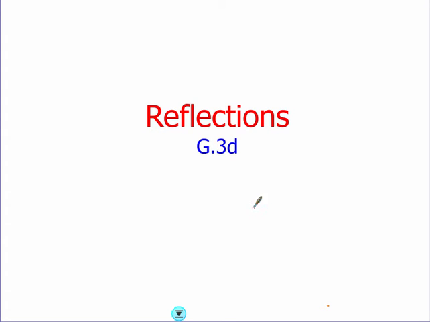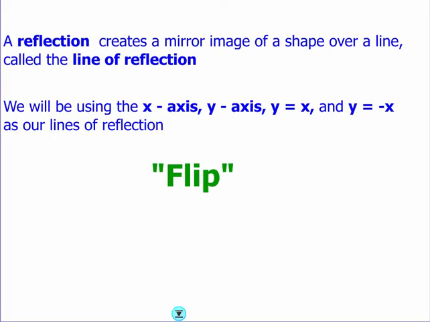For this video, we are going to be discussing reflections. So a reflection is just a transformation that creates a mirror image of a shape over a line, and we're calling that line a line of reflection. And we can also think of a reflection as just being a flip, because if I've got a point and I'm reflecting it over a line, I'm simply flipping it over that line to get my new point.